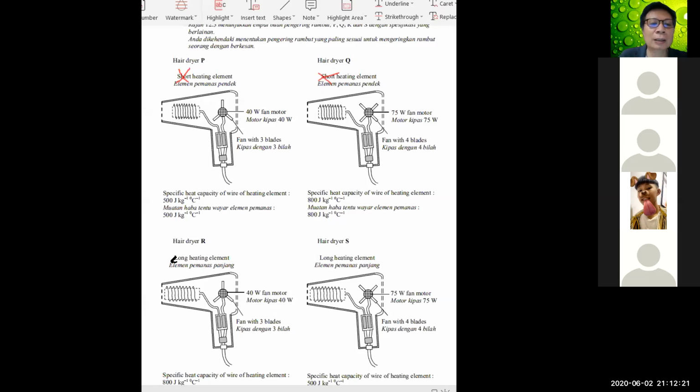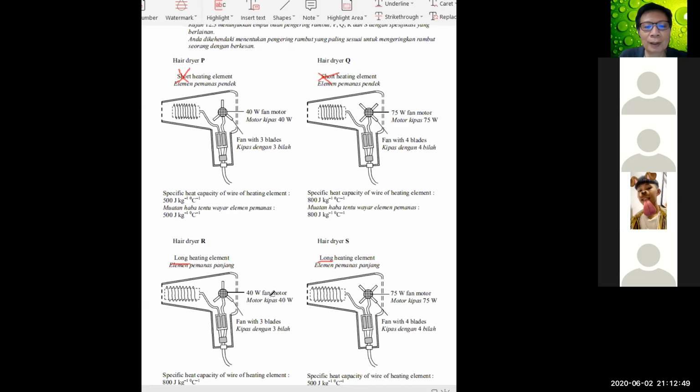Either these two. Choose a long heating element. The wire must be long. The reason: higher resistance. Higher resistance wire means it can produce more heat. More heat, so it can heat the air and the air becomes hotter. Okay. This time you know what to choose already. So these two, no need to see, already disqualified.